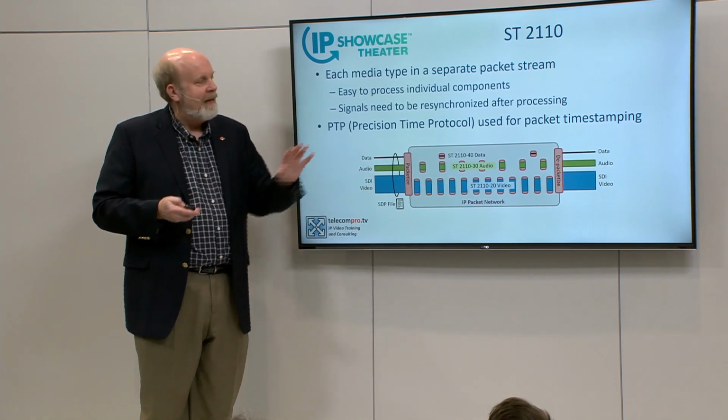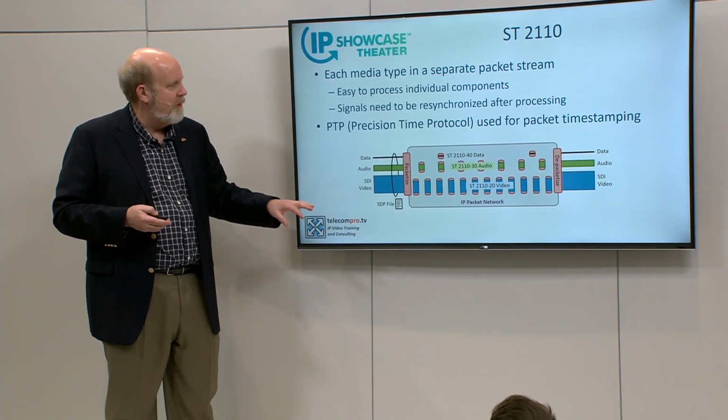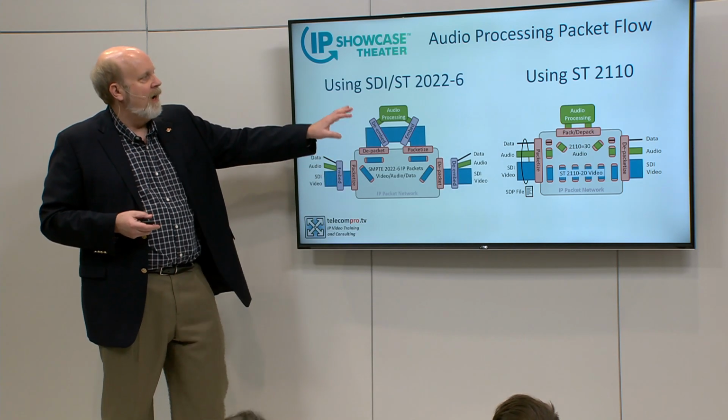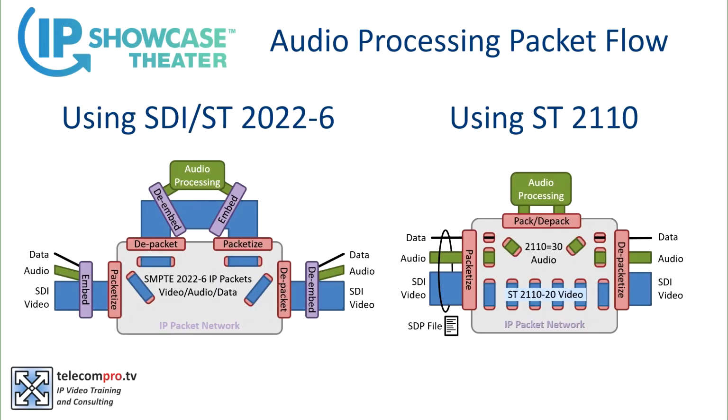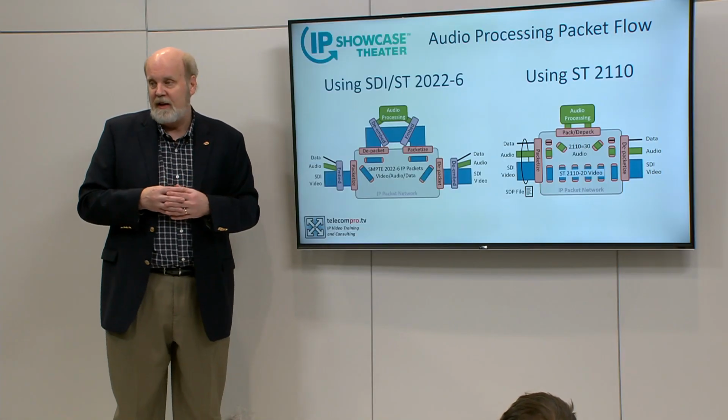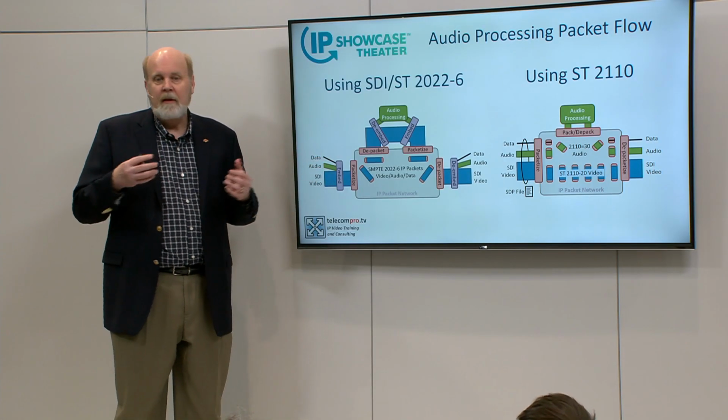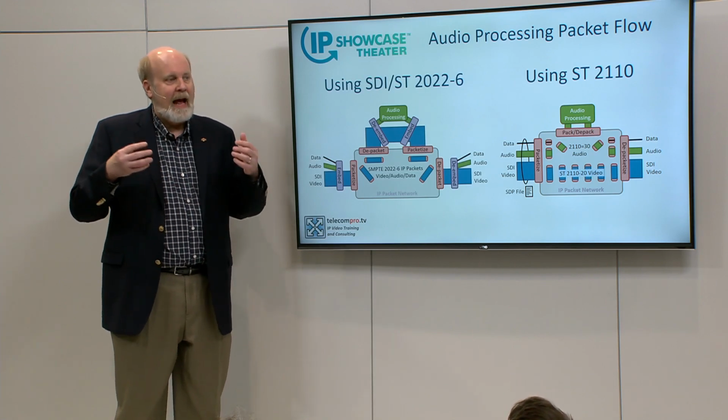So, very powerful. Let me just give you one quick graphic that shows you the benefits of having 2110 versus 2022-6. Here we have a network where we've got our audio embedded in our video, we've packetized it, and we have a step in our workflow where we want to process the audio. So when we want to process audio in 2022-6, first of all, we have to depacketize. We have to take it out of an IP packet and make it back into an SDI. Then we have to de-embed the SDI signal, and we take the audio out.